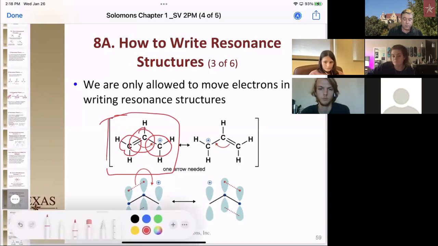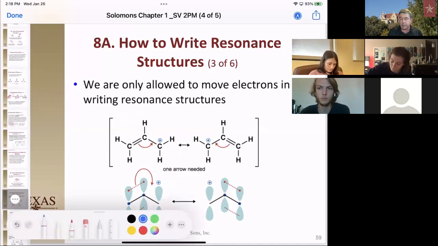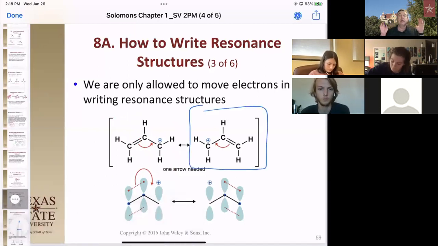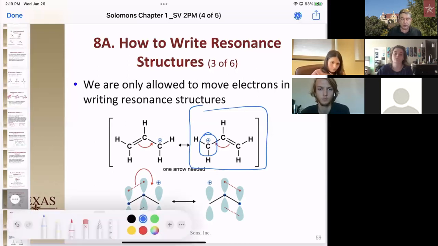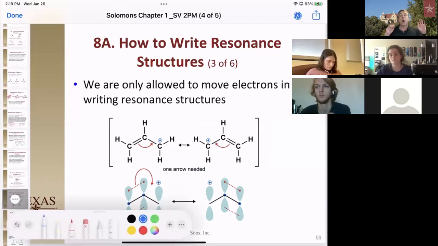Now, when we look at our neighboring resonance structure, we see, number 1, it has the same number of valence electrons total. It has the same charge. So they both have a +1 charge. They both are valid resonance structures. Okay, so how do we convert from one to the other? Well, again, only electrons move. So electrons can move from lone pairs or pi bonds, okay?